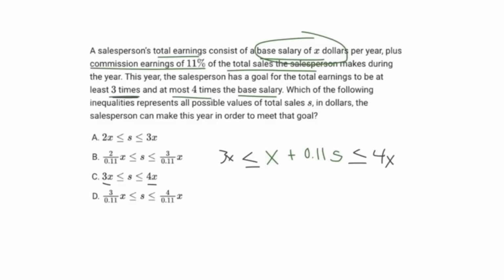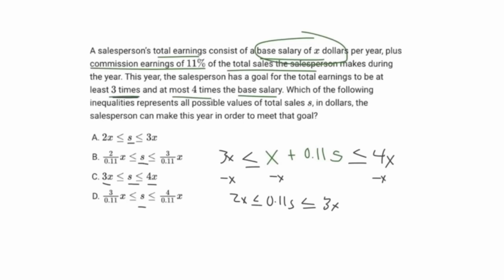Here, very simple, we can just subtract x on all sides, and we end up getting 2x less than or equal to 0.11s is less than or equal to 3x. And now again, we want to isolate for s because you see in all these answer choices, s is by itself in the middle as the total sales.